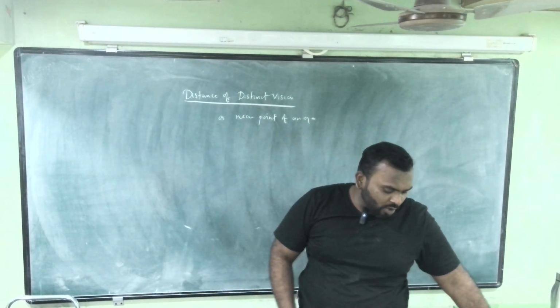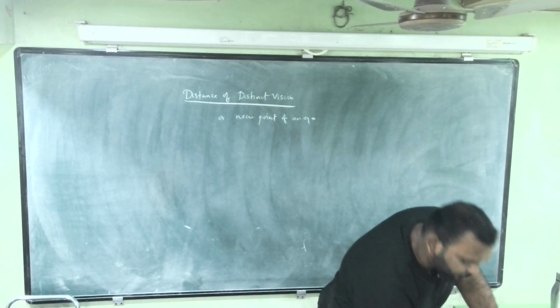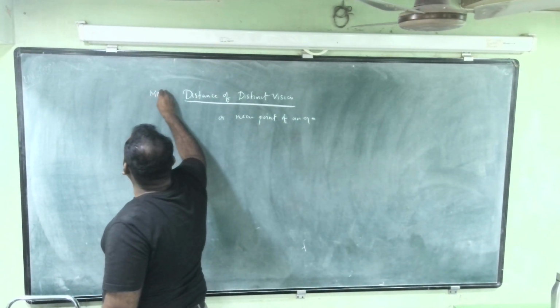Now we'll be learning one more definition. This is called minimum distance of distinct vision. What is it called?